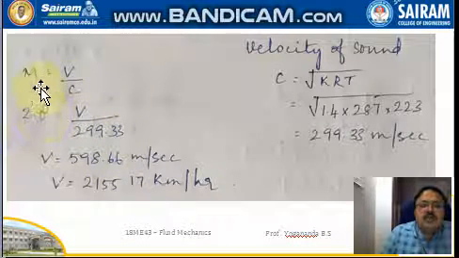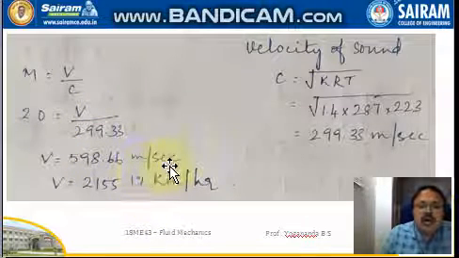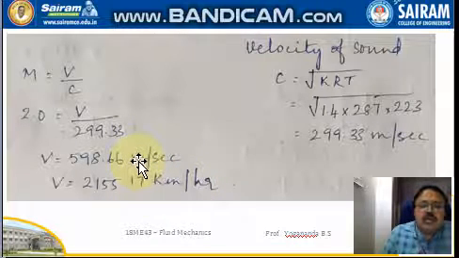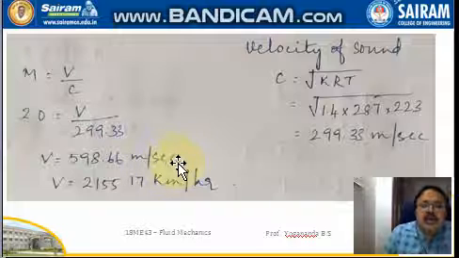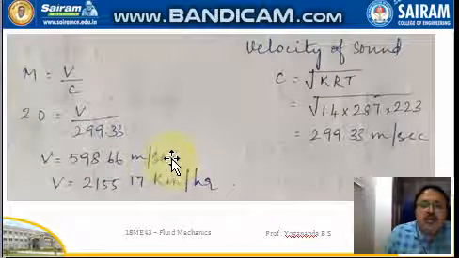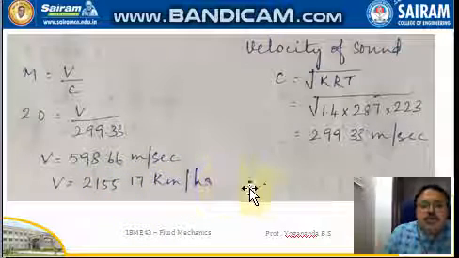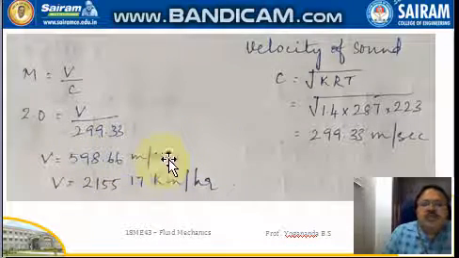Now we are finding the velocity of the plane, substituting M and C. So we get the velocity of the plane in meter per second. That is converted into kilometer per hour. Meter is converted to kilometer, that is multiply by 10 to the power of minus 3, and seconds are converted into hours, so that is 60 into 60, coming into the numerator. So finally we have 2155.17 kilometer per hour. Otherwise, the answer can be left with the unit of meter per second.